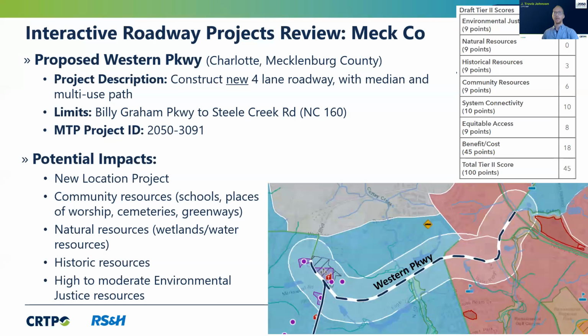By looking at the draft tier 2 scores, you can see how the points add up to giving it 45 based upon, again, how many resources it is affecting. Is it providing access for environmental justice communities to resources that they would need to get to? Are there a lot of historical resources that have a potential impact of being affected?